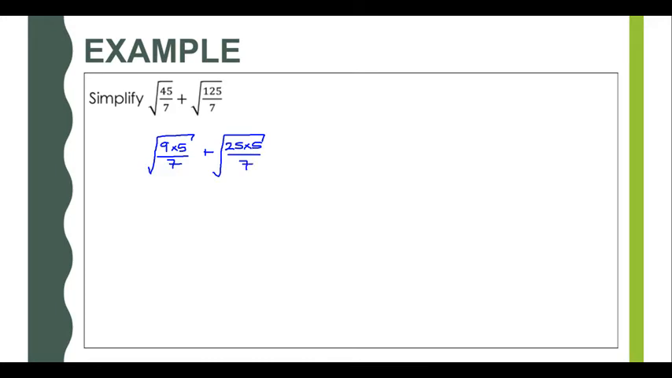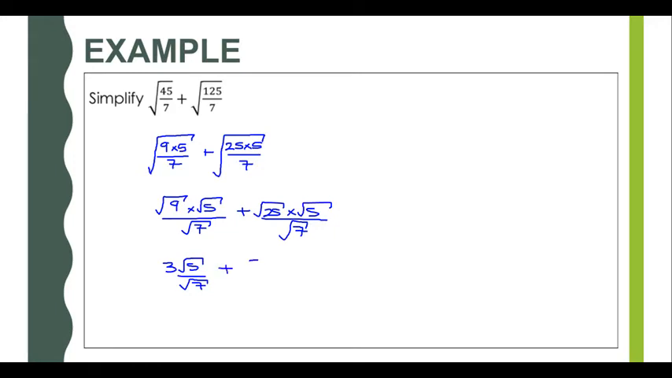We can then simplify the first fraction to give us the square root of 9 times the square root of 5 divided by the square root of 7 plus the square root of 25 times the square root of 5 divided by the square root of 7. Square root of 9 simplifies to 3, which gives us 3 root 5 over root 7 plus the square root of 25 simplifies to 5 root 5 over root 7.